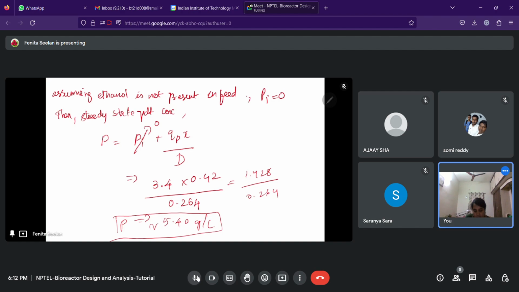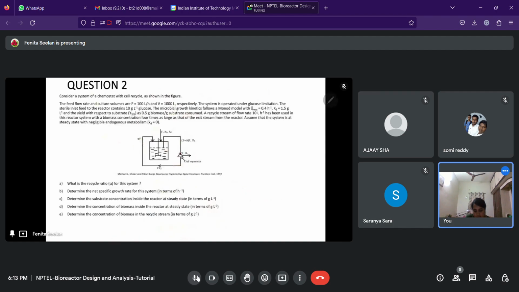So this is the simplest sum in the case of continuous reactors. We'll go to the next question. This is very similar to your assignment of week 4 questions. I know you would have solved it. So please join along with me to solve this problem. I'll give you 2 minutes to read the question, then we will start solving the problem.